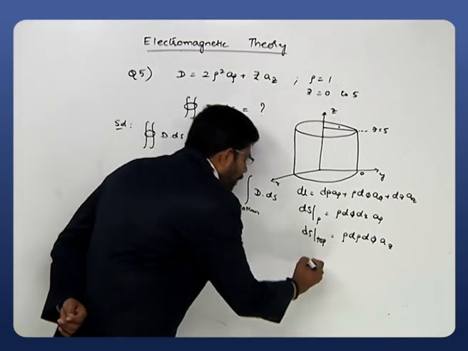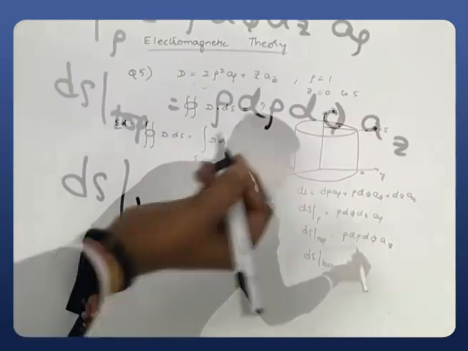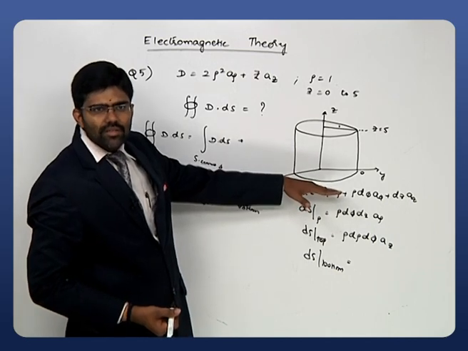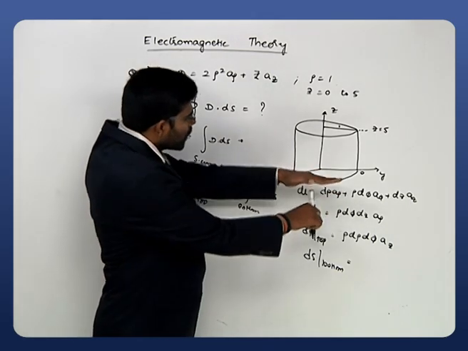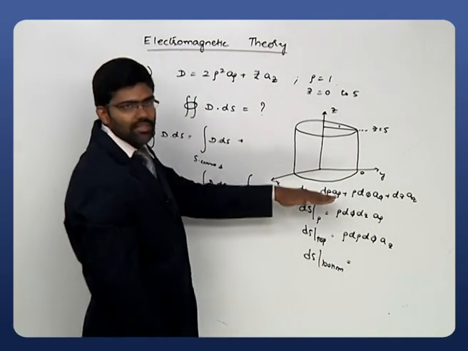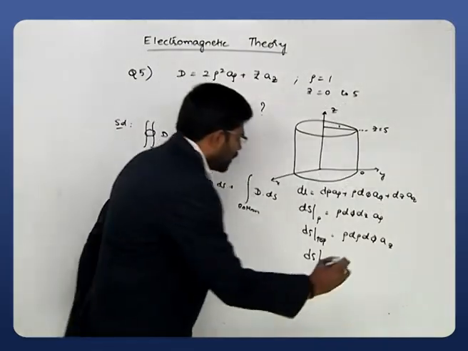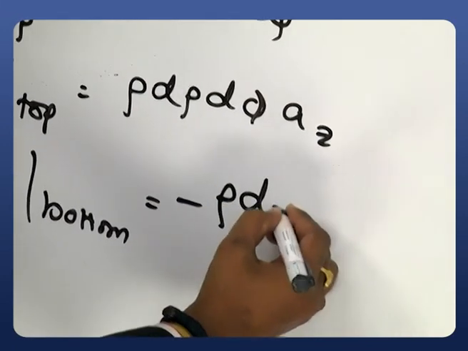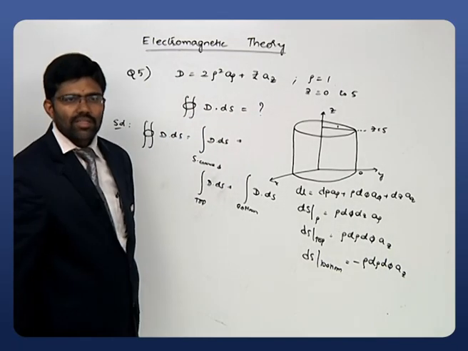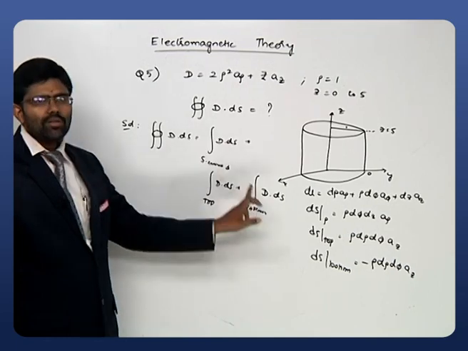In the same way, I am taking the differential surface for bottom. Once again, just examine the direction of the differential surface. The differential surface is always away from the volume. So the differential surface we are considering is in negative z direction. Negative z direction means we get the same quantity with a negative sign, that is, minus rho d rho d phi in z direction. So these three are the differential surfaces we need to consider for the corresponding components.